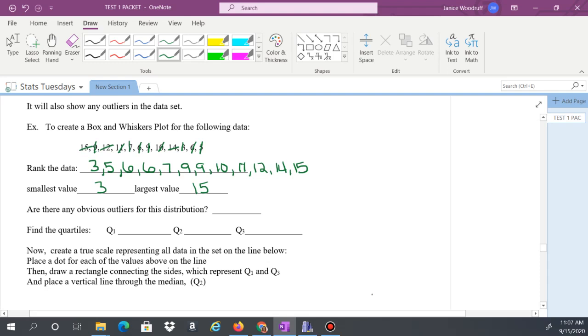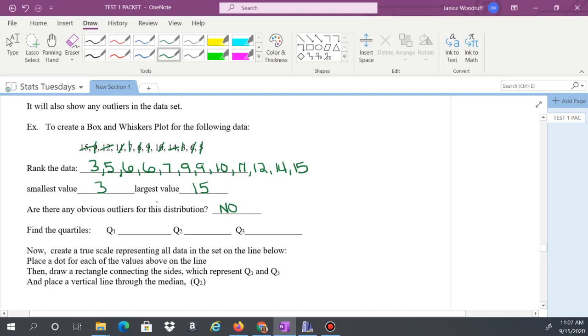Are there any obvious outliers? Doesn't look like it. Okay, let's find the quartiles. So we can do this one by hand. Let's see how many grandchildren we got. 1, 2, 3, 4, 5, 6, 7, 8, 9, 10, 11, 12.